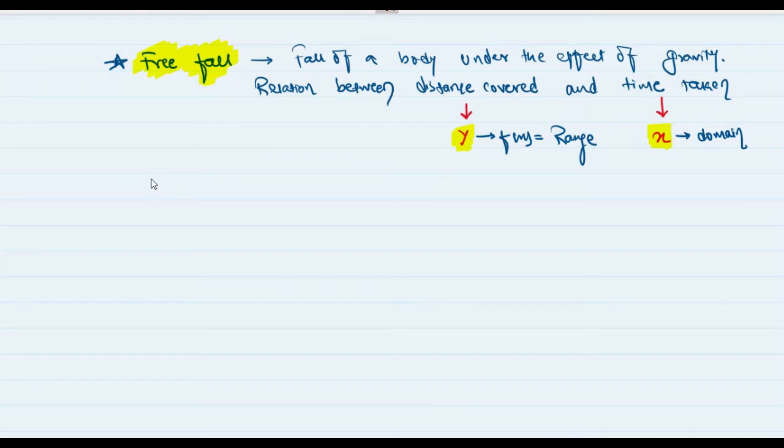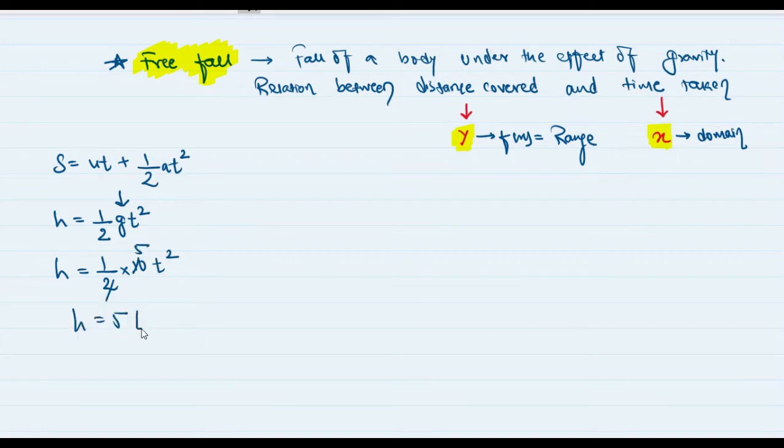Alright, so do you remember this formula? S is equal to ut plus half at square. This formula can be transformed for free fall as h is equal to, see, u is initial velocity which is 0, so this will be 0 into t which will become 0. So directly we can write half gt square, right? So this formula will be transformed. Now we know the value of g, we can take it as 10 for simplifications. Okay, so this will be h is equal to 5t square.